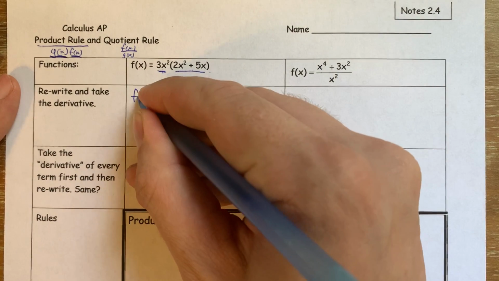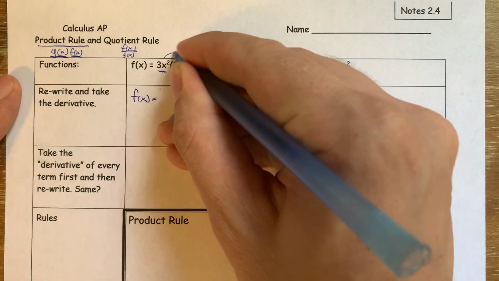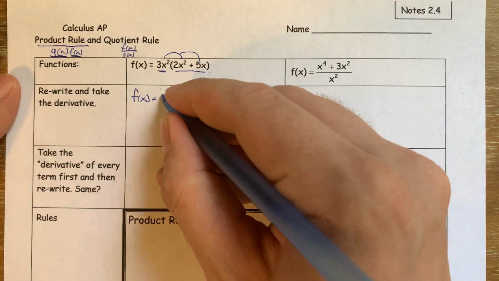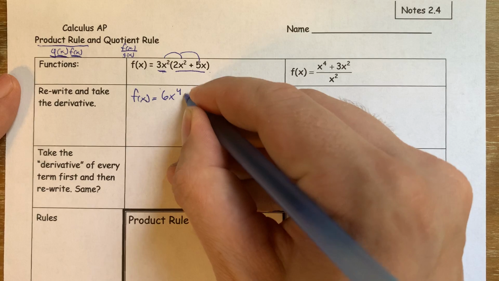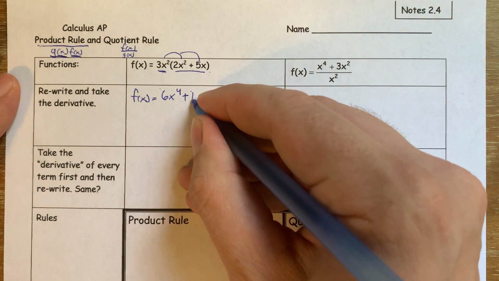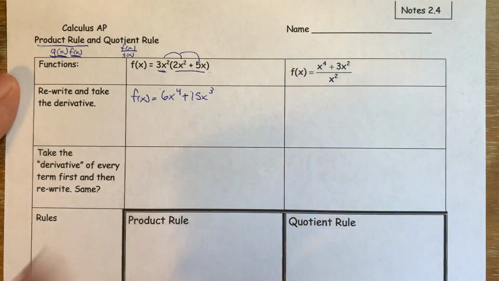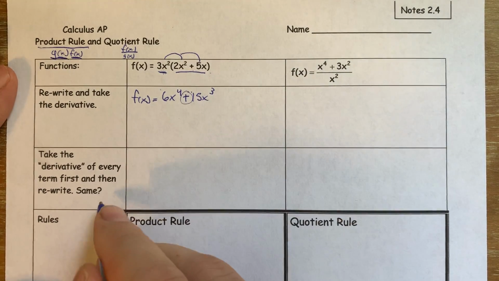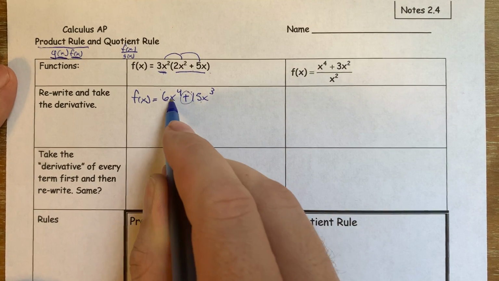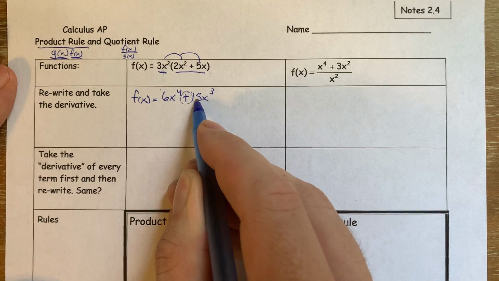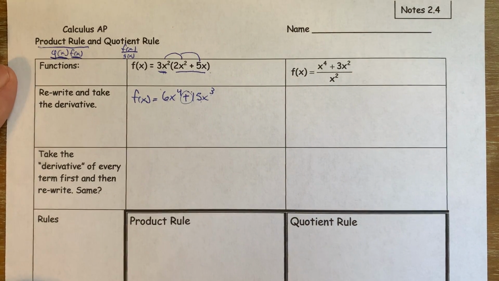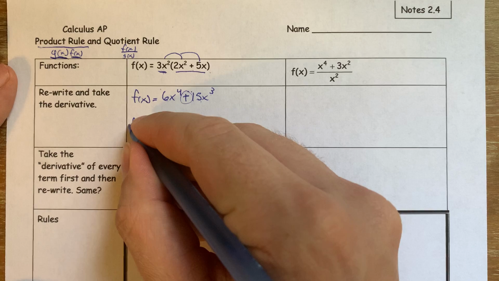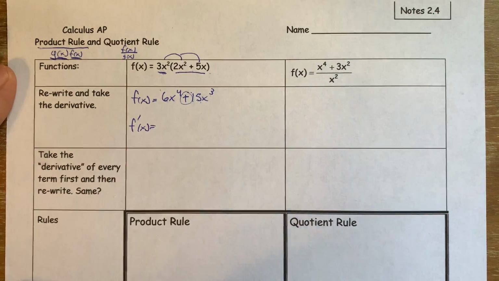And hopefully you were able to get that f of x equals, when we multiply here, we can distribute and get 6x to the fourth plus 15x cubed. And we know how to do this derivative because now it's just the sum or difference of two different functions. And these are both power rules being multiplied by a constant. And we know how to do those. So go ahead and find this derivative, f prime of x equals.